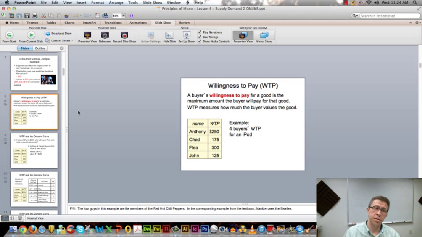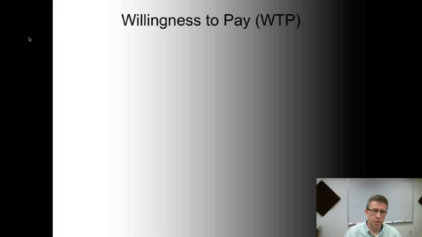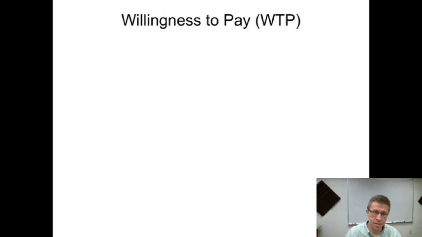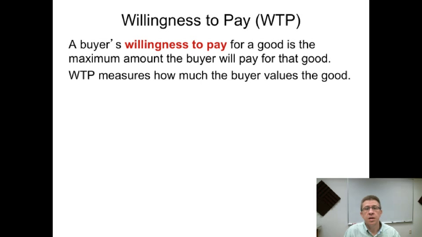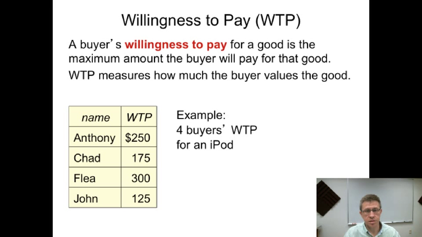Let's go through another example for consumer surplus. We're going to start from the very basics, looking at willingness to pay, looking at how all this interrelates. So willingness to pay for a good, as we've learned before, is the maximum amount the buyer will pay, which measures the value. In the last example, your favorite musician comes, you're willing to pay $35, that's how you value the product.